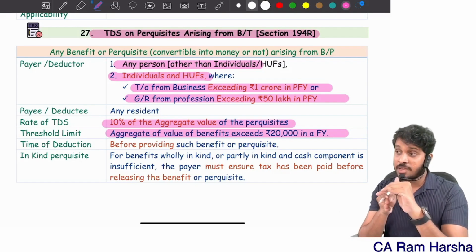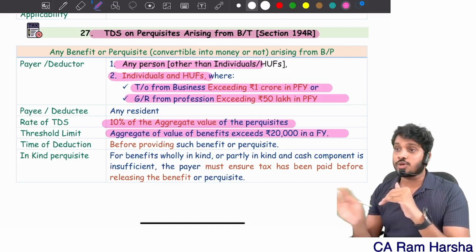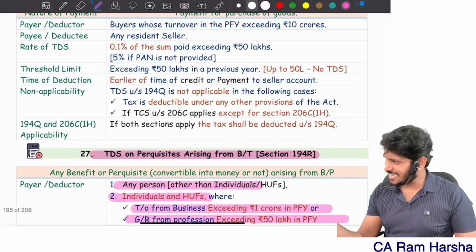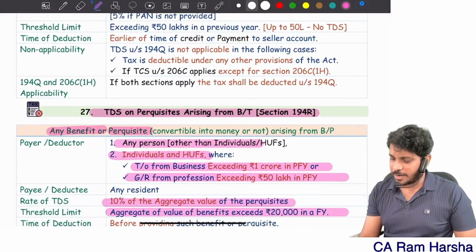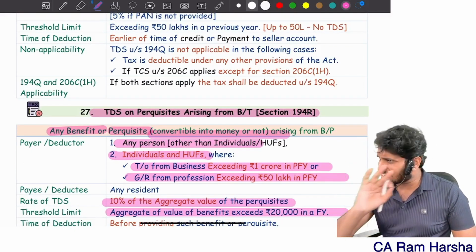And then I am giving a perquisite to my wholesaler, retailer, business people. I am giving some gift to my wholesaler, retailer or some business people. Yes or no? Then TDS will apply. Are you clear? It's easy. Any benefit or perquisite, convertible into money or not, doesn't matter. Is it cash or is it in kind, doesn't matter.